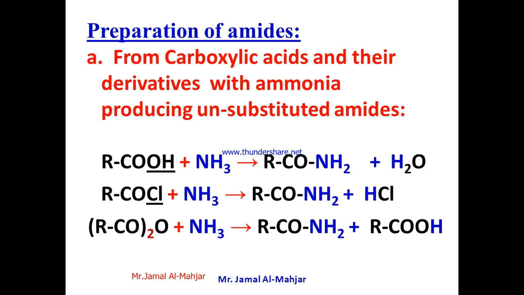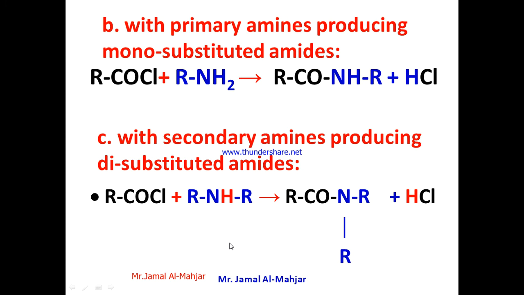But what is the difference between them? Yes, it is the side product. If you have carboxylic acid, the side product is H2O. If you have acid chloride, the side product is HCl. If you have acid anhydride, the side product is carboxylic acid. Okay, is it clear? Yes, we go to the next slide.